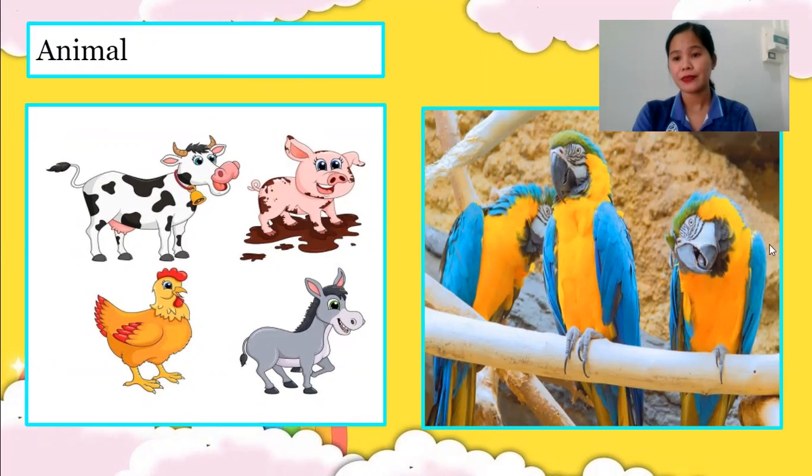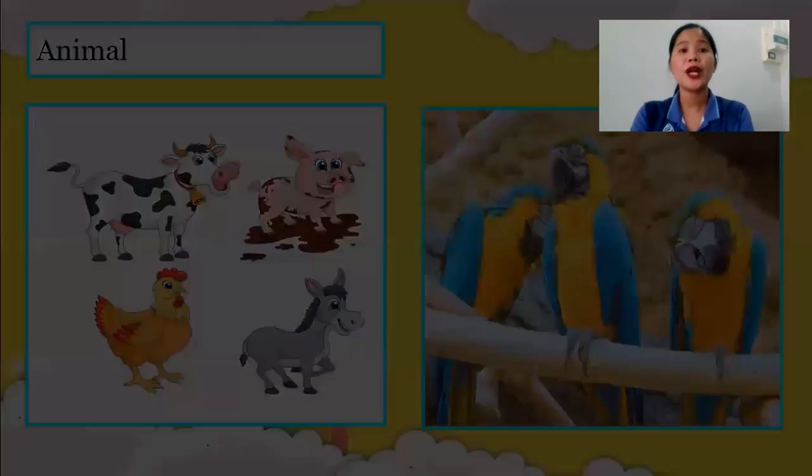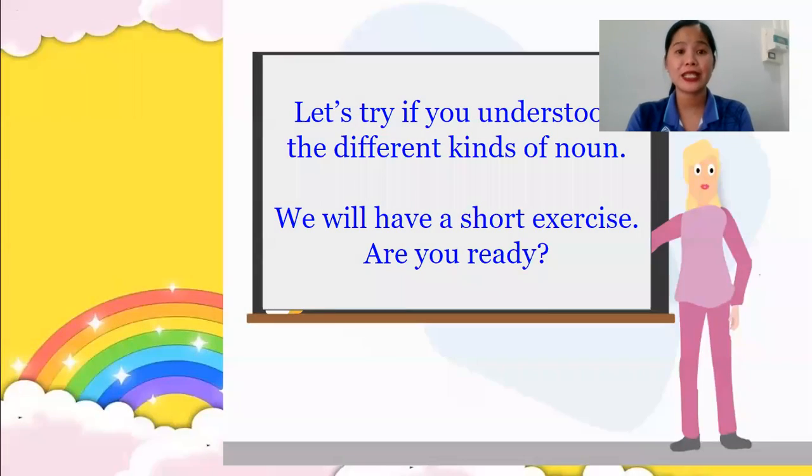Now, this time we are going to discuss different types of noun. Again, different types of noun. There are four types of noun. We have person, thing, place, and animal. Types of noun.